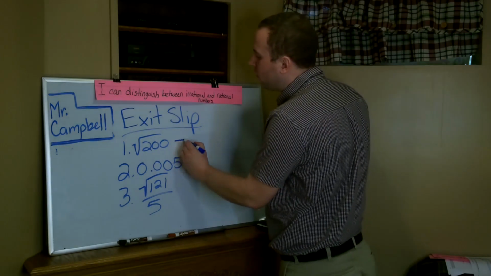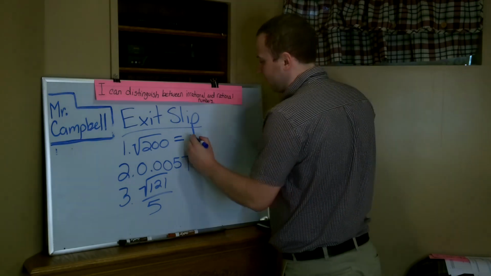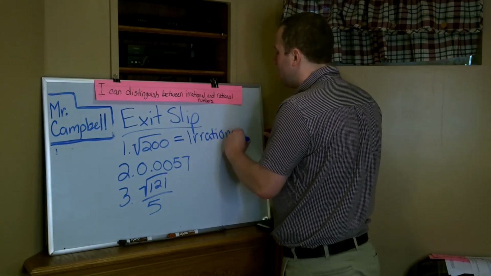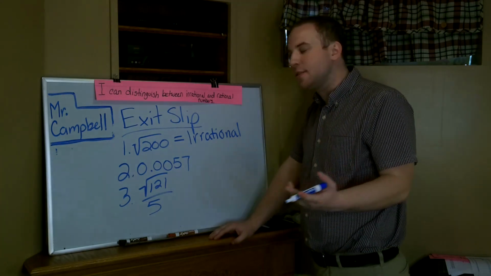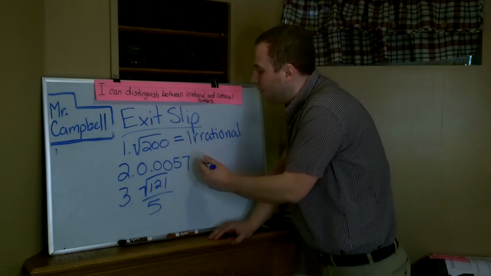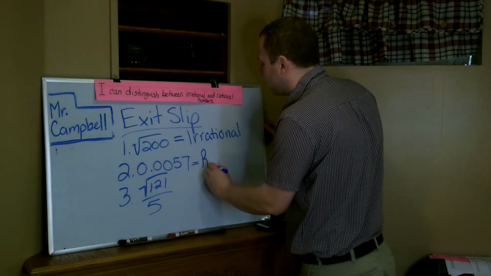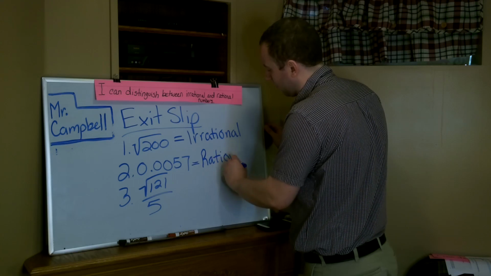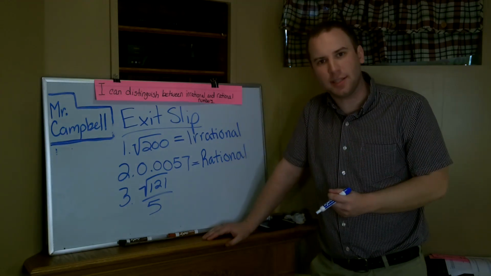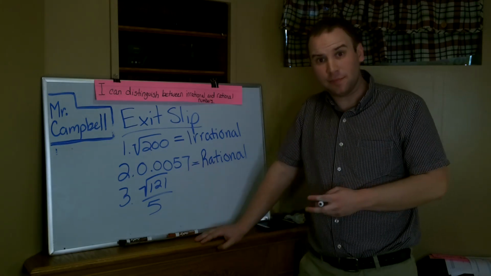The square root of 200 is obviously an irrational number. Reason being because it is not a perfect square, and if I were to plug this in your calculator, I would get a decimal that goes on forever. Number 2, this number is rational. Reason being because it has an endpoint. It doesn't continue on past 7.